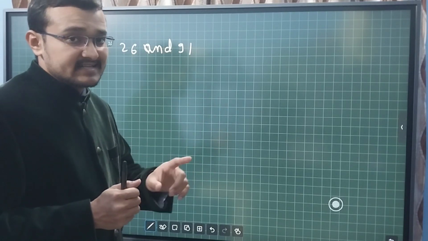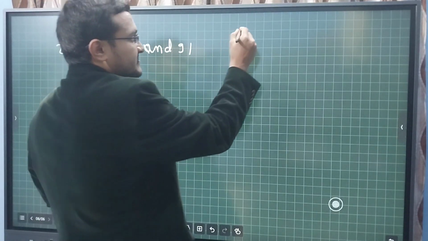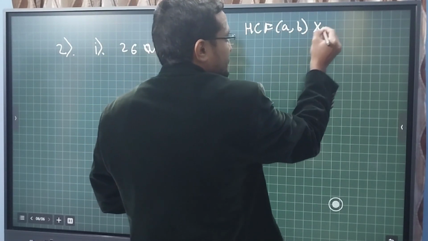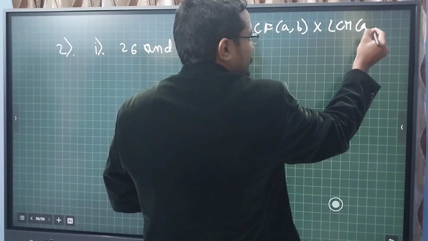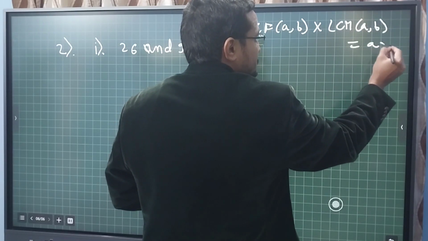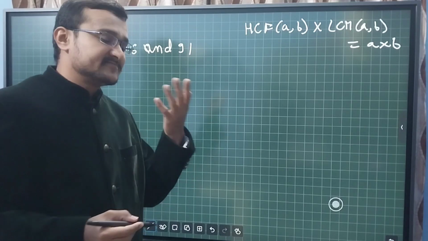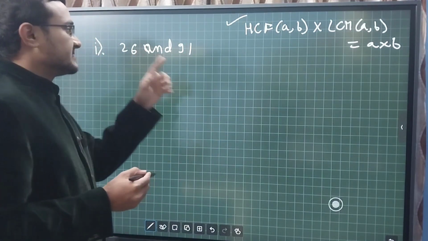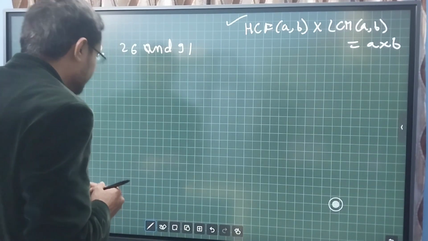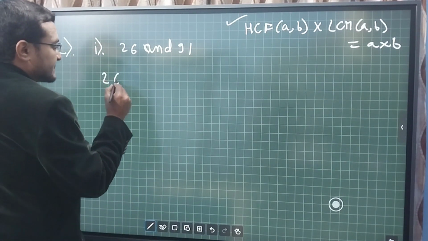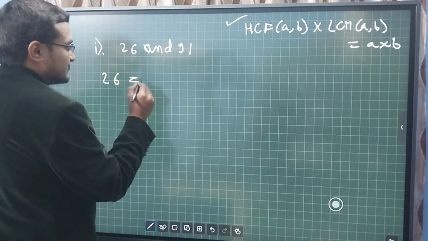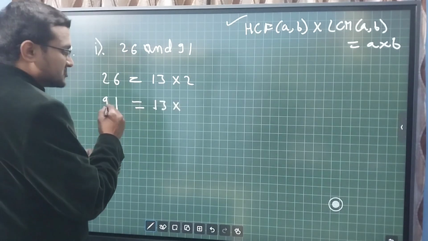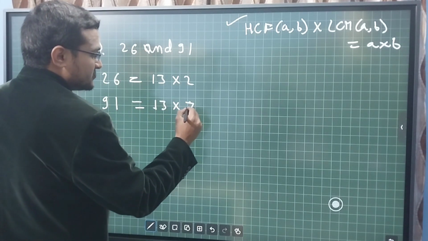After finding the HCF and LCM, you have to verify whether HCF of A comma B into LCM of A comma B is equal to A cross B. This formula I have discussed in my previous video; you can refer to it. We have to verify this formula after taking the HCF and LCM of the 2 numbers. First we will try to factorize 26. 26 can be written as 13 into 2, and 91 you can write as 13 into 7.